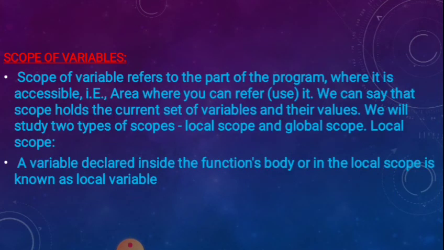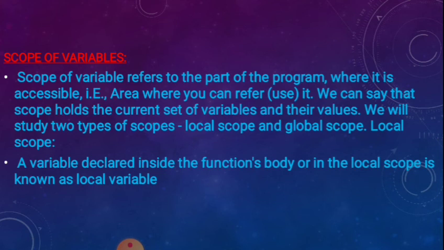Next thing we are going to see about the scope of variables. Scope of variables refers to the part of the program where it is accessible, the area where you can refer to it. We can say that scope holds the current set of variables and their values. We will study two types of scopes in Python: local scope and global scope.